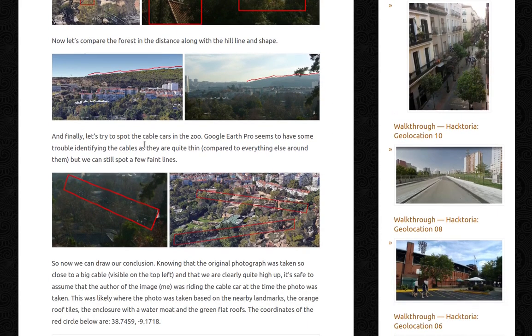So finally, let's try to spot the cable cars in the zoo. Google Earth Pro seems to have some trouble identifying the cables as they're quite thin compared to everything else around them, but we can still spot a few lines. There's a line there and there is a line there, and that is the cable car line.